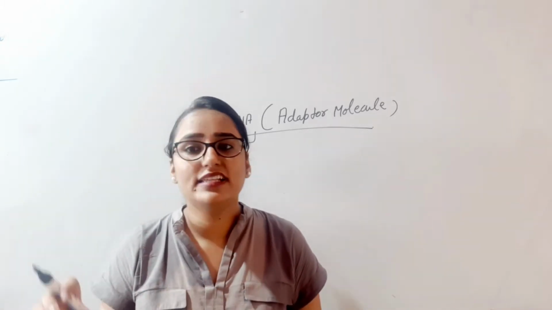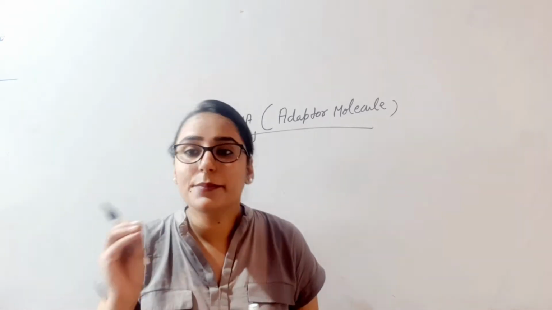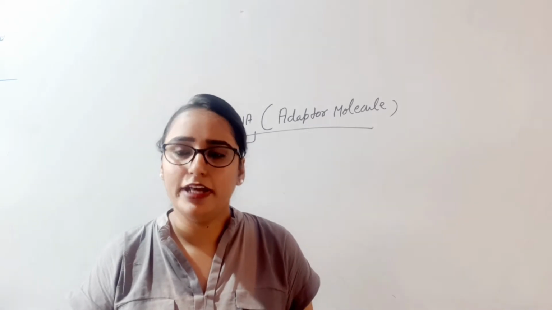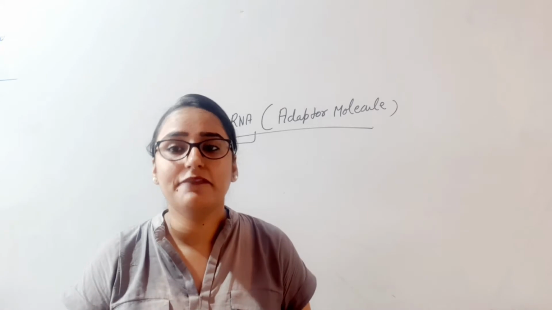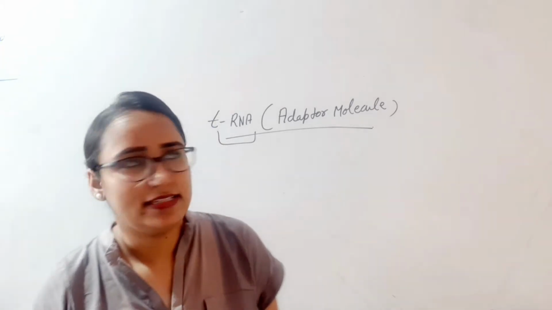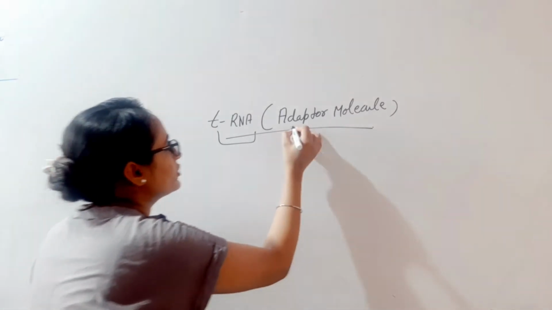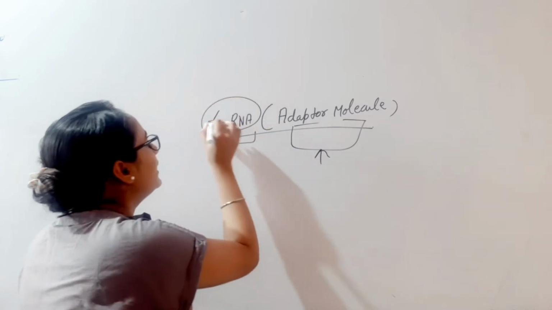Amino acids do not directly come and bind with the mRNA. There is some adapter molecule which will bind to the amino acid on one side, and on the second side will bind to the codon that is specific for that amino acid. So there must be some adapter molecule. That's why later on this adapter molecule was known to be the tRNA.